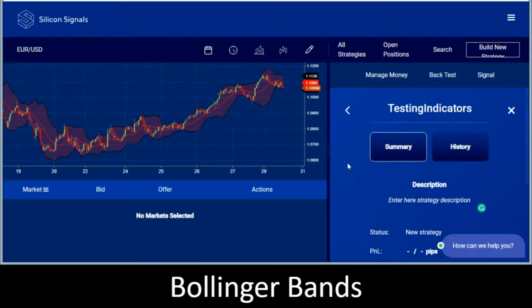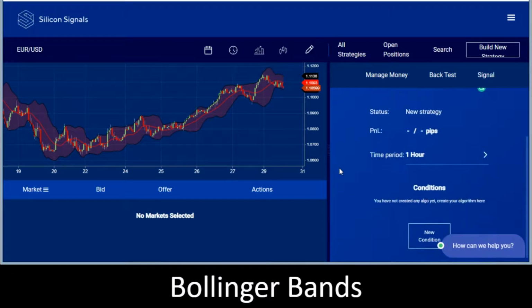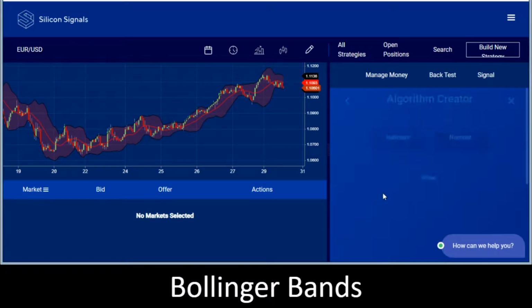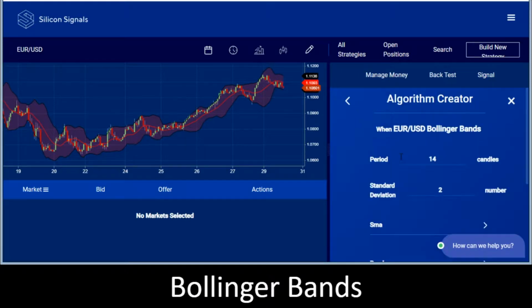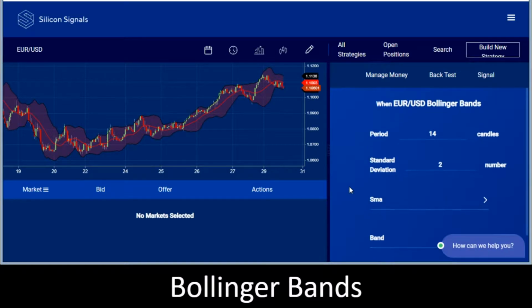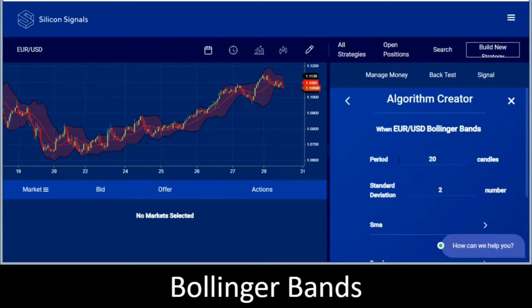So in terms of how we can code this with our system on Silicon Signals, we can just go into new condition, we can add an indicator, and we can choose Bollinger Bands. Now the normal setting is a 14 period setting, so it's measured for candles. It's actually 20 that is the usual setting that was used by John Bollinger, so it's not a 14 period moving average, it should be a 20 period moving average. Two standard deviations, correct. It does work on a simple moving average, and yes, it's the band setting.